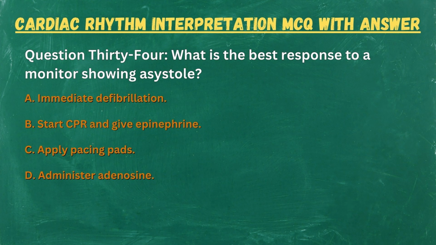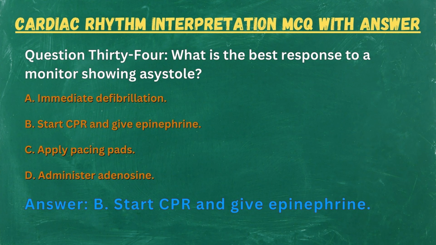Question 34. What is the best response to a monitor showing asystole? A. Immediate defibrillation. B. Start CPR and give epinephrine. C. Apply pacing pads. D. Administer adenosine. Answer: B. Start CPR and give epinephrine.